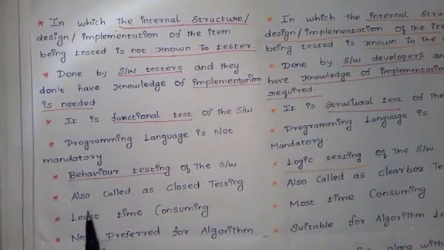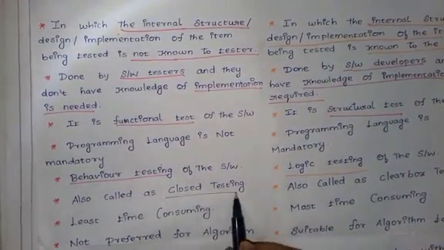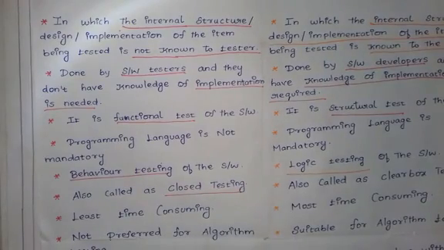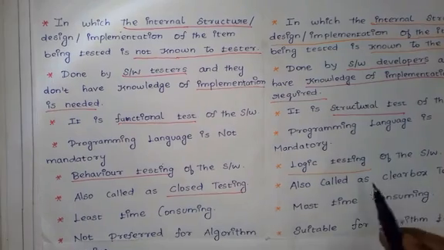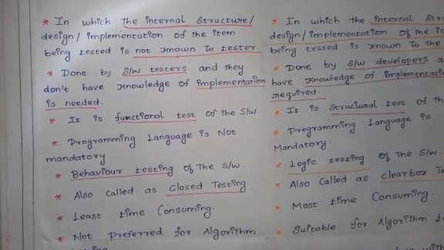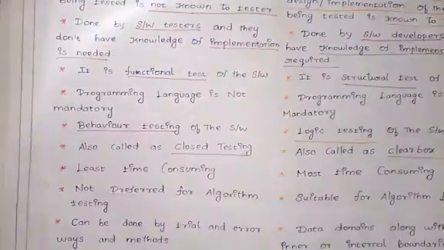Sixth point, it is also called closed testing. Why is it called closed testing? Because the tester is not able to see the coding or internal structure, so it is called closed testing. White box testing is called clear box testing. When it comes to clear box, the code will be visible and testing will be done on the coding part.